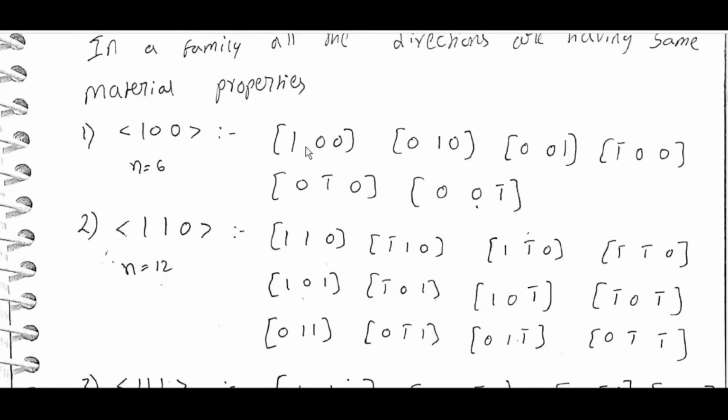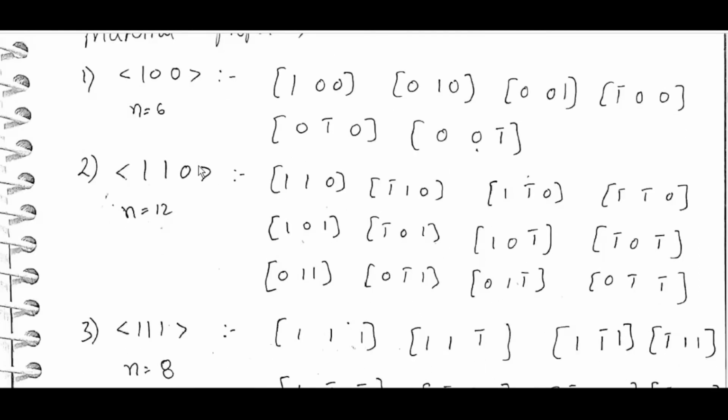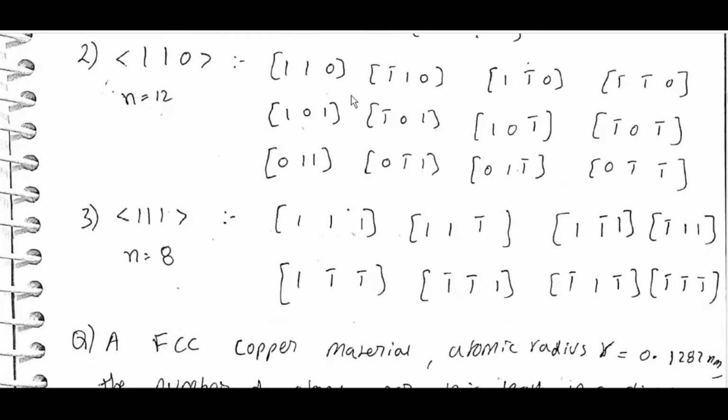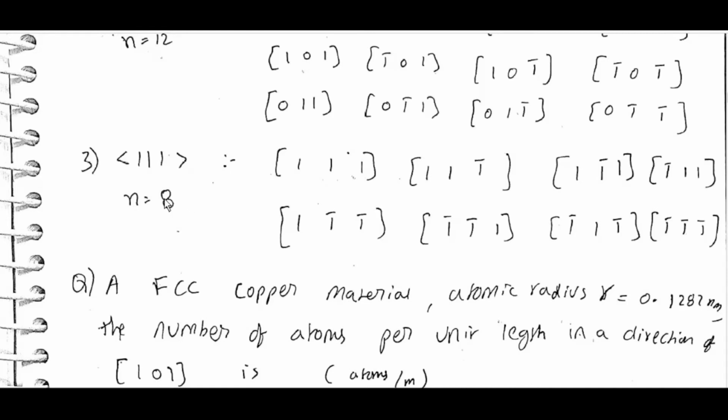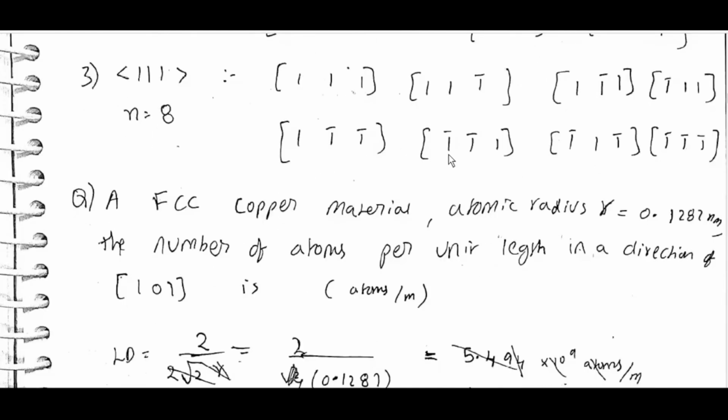If a family is represented by <1 0 0>, then it can be said to include [1 0 0], [0 1 0], [0 0 1], [1bar 0 0], [0 1bar 0], [0 0 1bar], so n is equal to 6. If the family is <1 1 0>, then n is equal to 12. All combinations can be used, and we can include 1 bar once, 1 bar twice. For <1 1 1>, 8 combinations are possible, so n is equal to 8, like [1 1 1], [1 1 1bar], and so on.